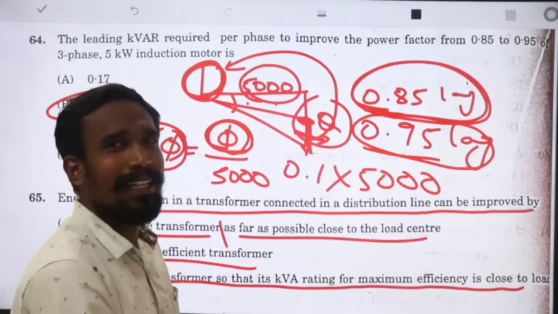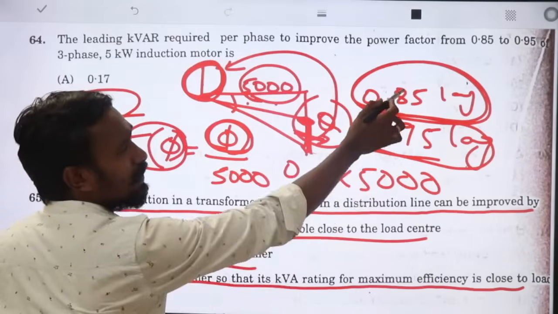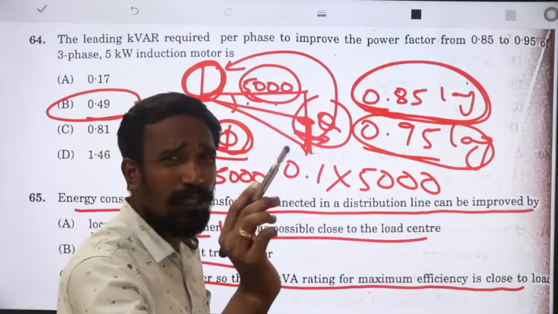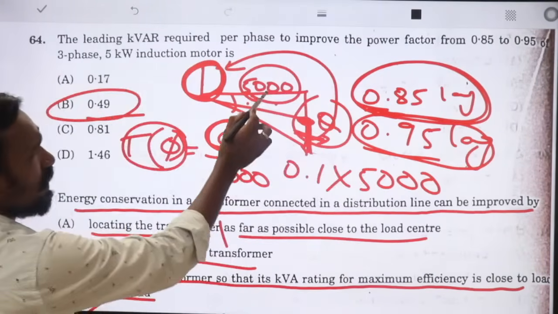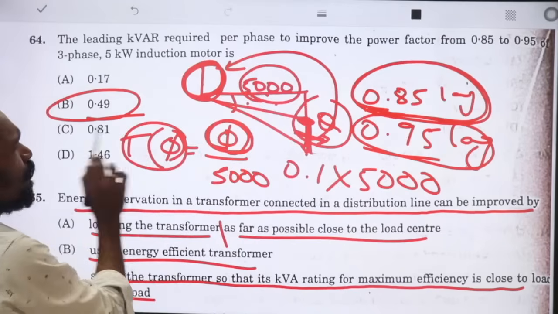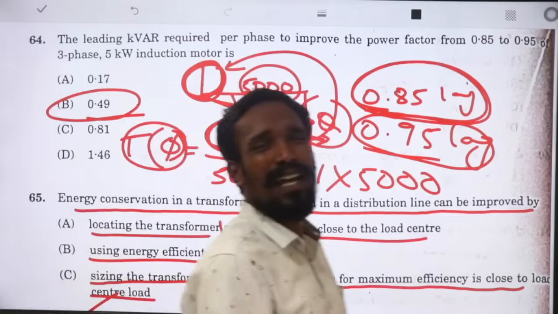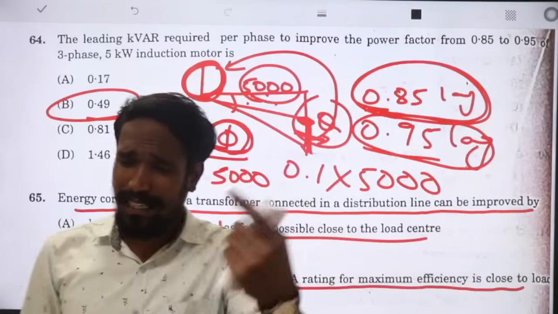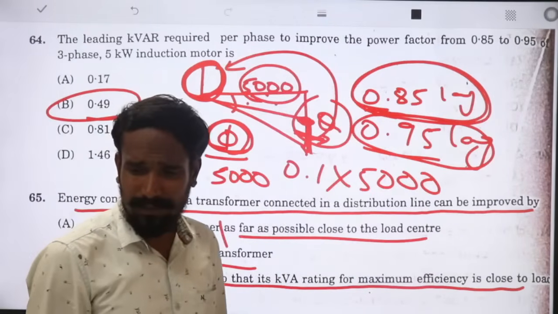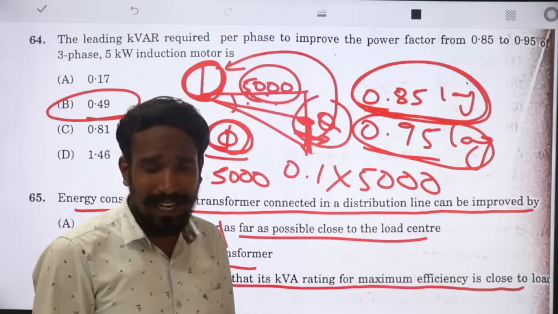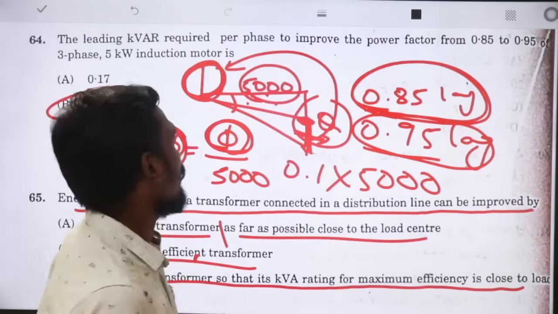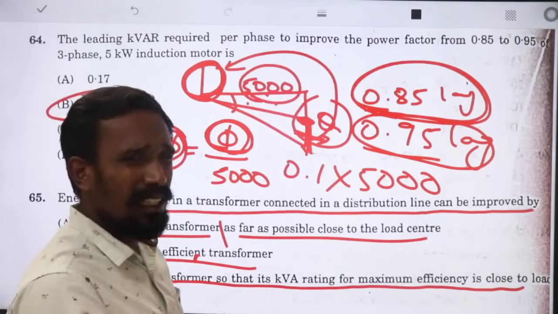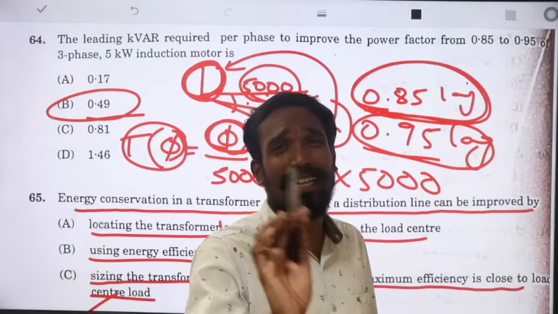If you have a good command on the question, 0.95, 0.85, it is mostly a 0.1 change. 0.1 change of this 5000, so mostly nearly 500. So 500 is nothing but 0.5 kVAR. You will get the answer easily. Right, sir. So if you have a good command, then only you will get the answer.